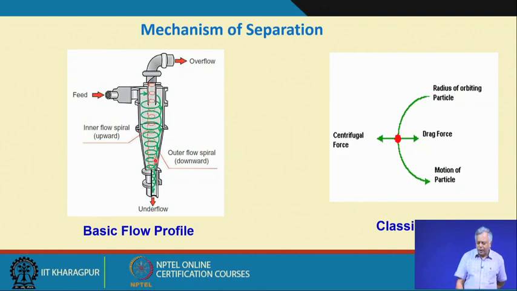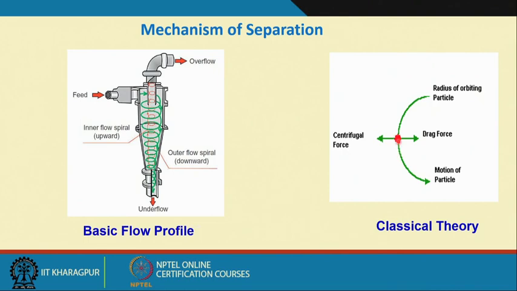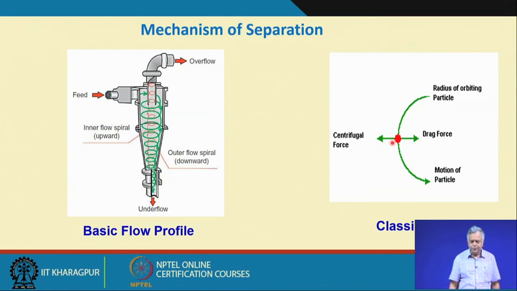Now, in that case, what will happen? Suppose there is a particle here which is experiencing a spiraling action like this. If I do a simple force balance on that, one force will be acting downwards because of its mass, that is mg, but that mg we can ignore because of the intensity of the centrifugal force. What is this centrifugal force in layman's explanation? That is m v square by r.